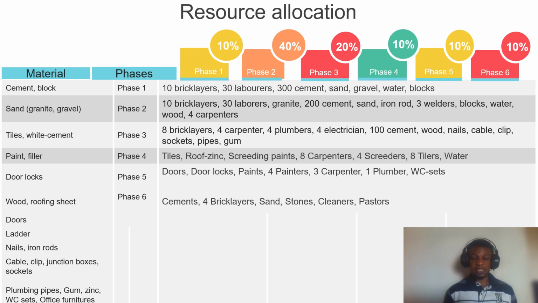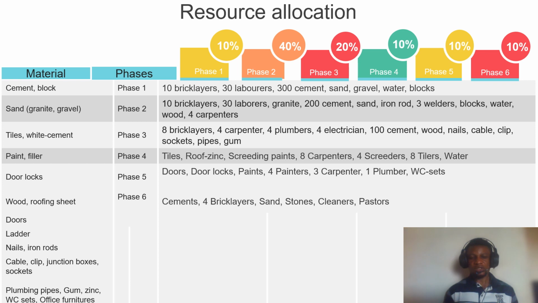So the next phase is resource allocation, and let's take a look at how the entire project resource will be allocated. Some of the resources needed are cement, block, sand, granite, gravel, and stones. The tiling requires white cement, paint, filler, just in case you have a hole in the wall, door locks, wood, roofing sheets, ladder to climb, doors, nails, iron rods, plumbing pipes, gum, zinc, water closet set, office furniture, and the like. So these are the materials that will be needed.